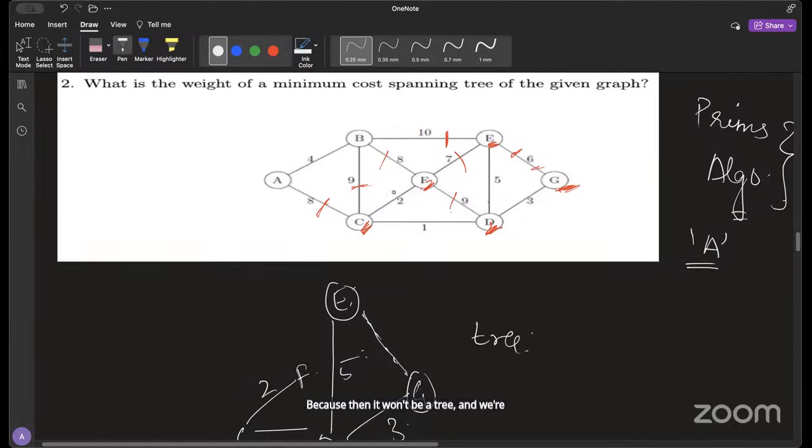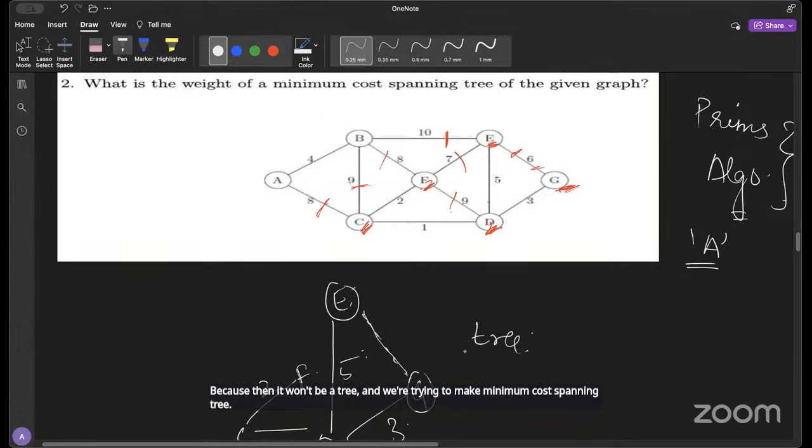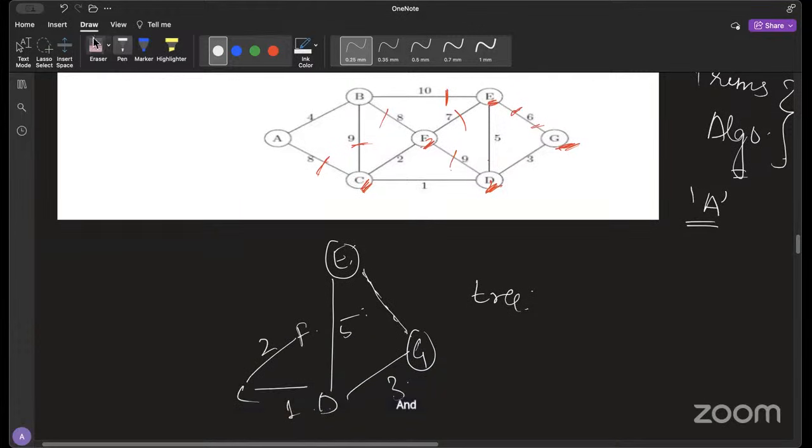And we're trying to make a minimum cost spanning tree. Trees do not have cycles, so you should not have a closing edge here. An edge that closes a cycle, you should not have such an edge in your tree. That's why you don't consider this minimum. You take the next minimum after 6. So after 6, you have 7, I guess.